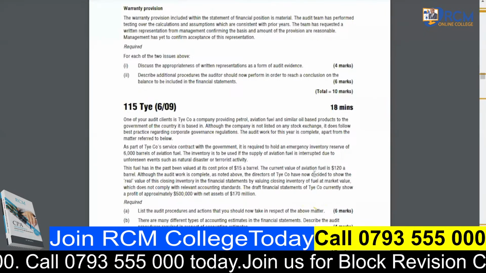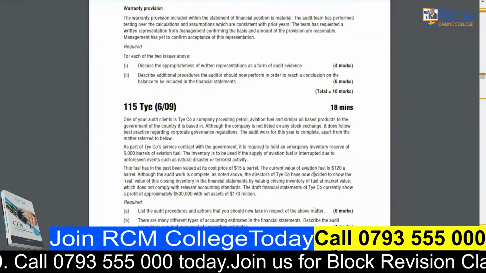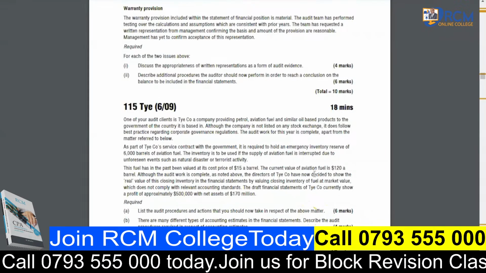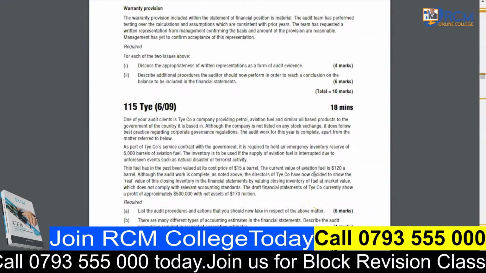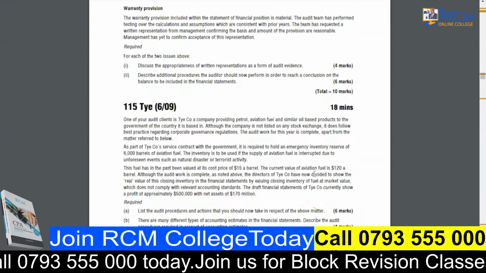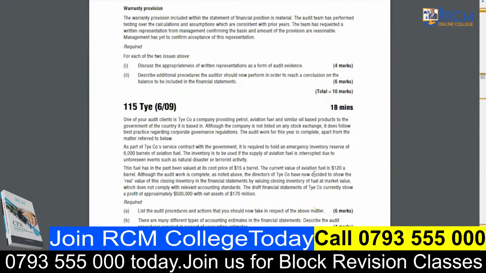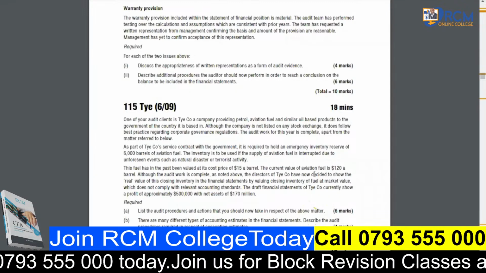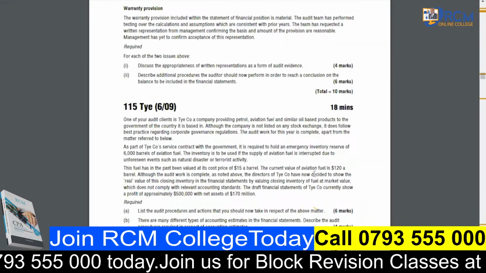Accounting estimates. What is the kind of work that I will be able to do as an auditor? What we call in this case here, audit procedures required over accounting estimates.